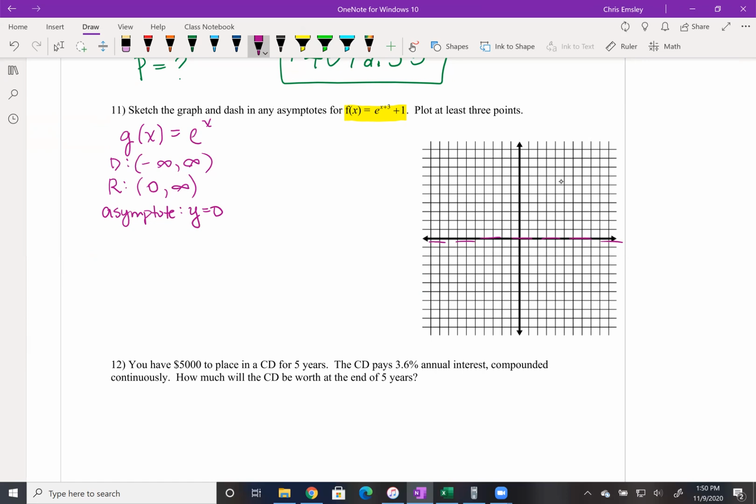It's got that asymptote here. It's going to have an intercept at 1. It's going to look something like that, okay? That's just for background information. That's not what we're graphing here.